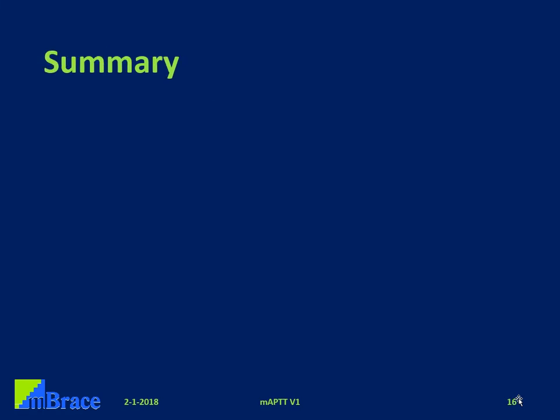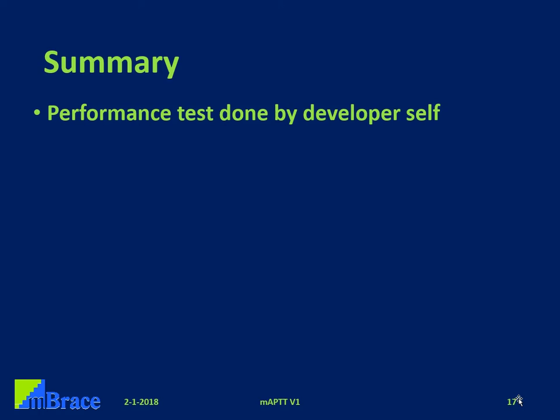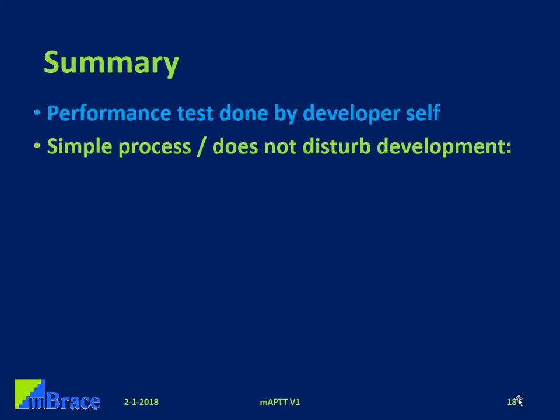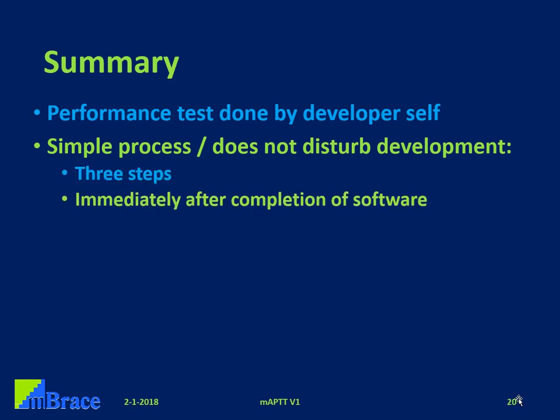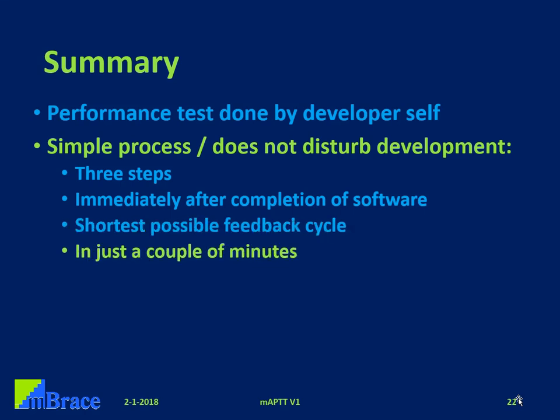You have watched a performance test done with the Embrace Agile Performance Test Tool version 1. Performance testing can be done by software developers on the software they produce in a simple process that does not disturb the development, which takes 3 steps immediately after completion of the software, which provide you the shortest possible feedback cycle on the performance of your code in just a couple of minutes.